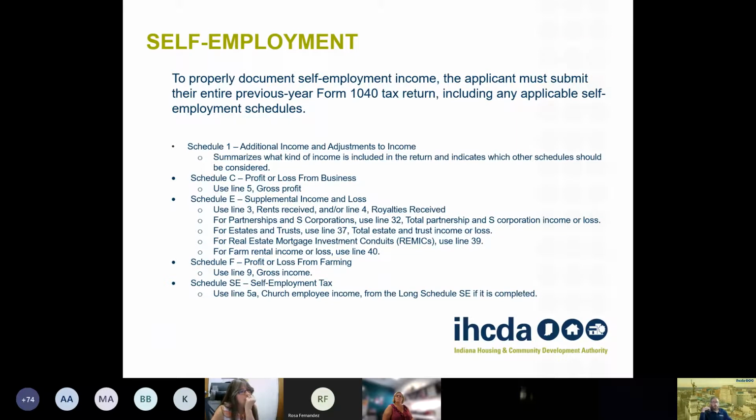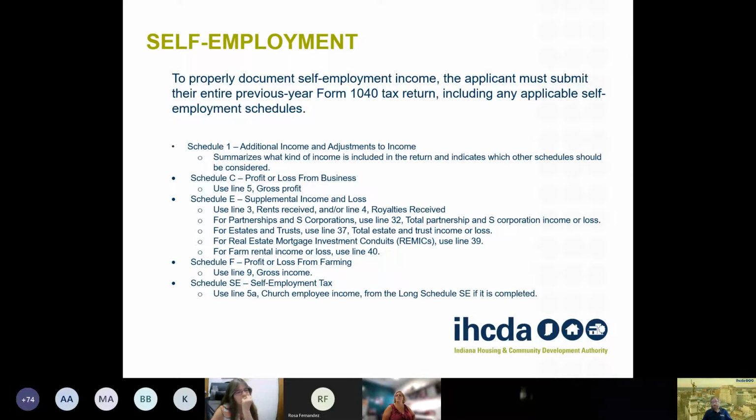And really the schedules that we are interested in looking at for self-employment could be a Schedule C, a Schedule E. Those are the two most common ones that we see. And on occasion, you might see a Schedule F or a Schedule SE, but I'll be honest, those are pretty few and far between. So mostly we're going to be concerned with Schedule C or Schedule E. Schedule C is the most common one. That's profit or loss from business, I think sole proprietorship. And for that, we're just going to take line 5. That's the gross profit.